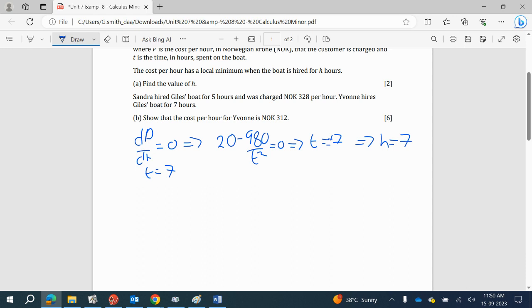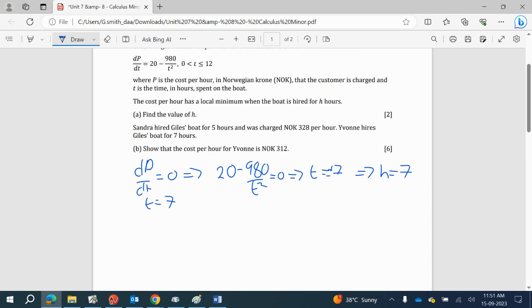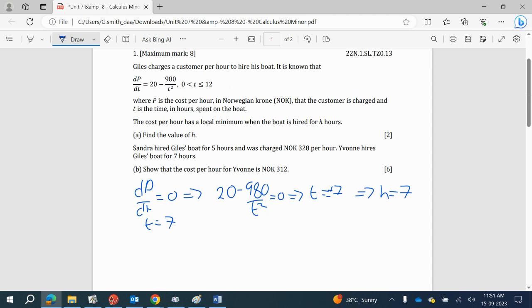Sandra hires Giles' boat for 5 hours and was charged $9.28 per hour. Yvonne hires the boat for 7 hours. Show that the cost for Yvonne is going to be 312. To find it, you do the integral. You differentiate, use the first set to find C.